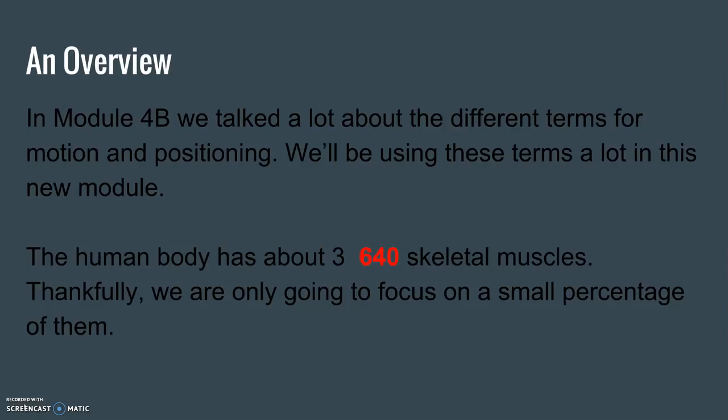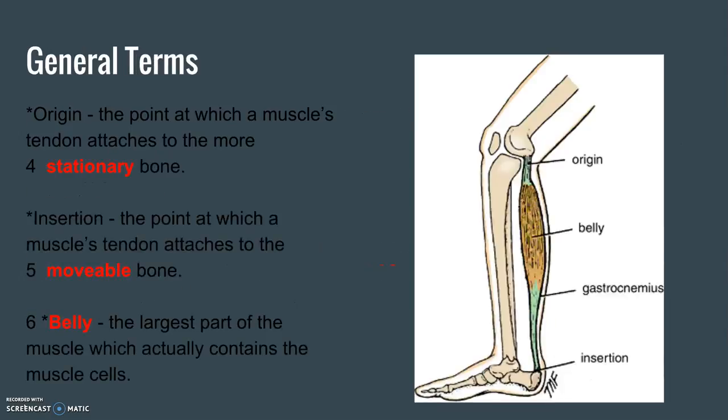So you might want to go back and refresh your memory if you've forgotten some of those terms, like adductors and abductors and prone and supine and those types of words. The human body has about 640 skeletal muscles. Thankfully, we're only going to focus on a small percentage of them.